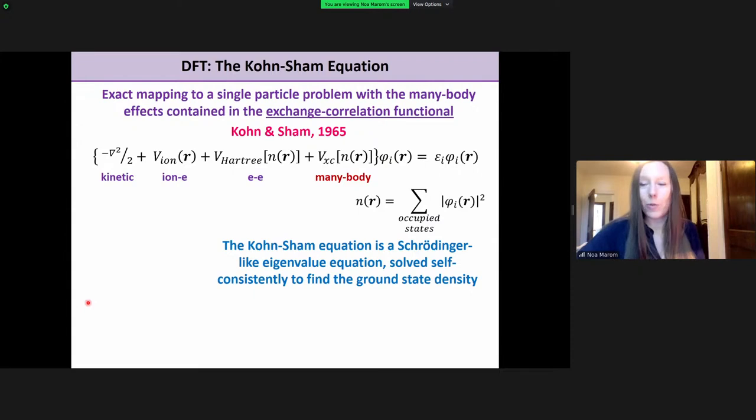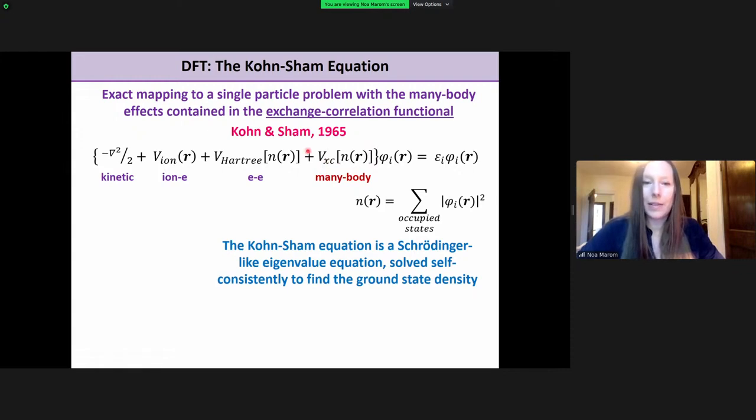And now we need a way of finding the ground state density. And for this, we have an equation called the Kohn-Sham equation. That's the basic equation of DFT. It describes a mapping of the many-body problem onto an effective single particle problem, which results in this eigenvalue equation with this effective Hamiltonian, where you have the kinetic energy, the potential of the nuclei, the electrostatic interaction between electrons, and then there's this exchange correlation potential where all the many-body effects are buried.